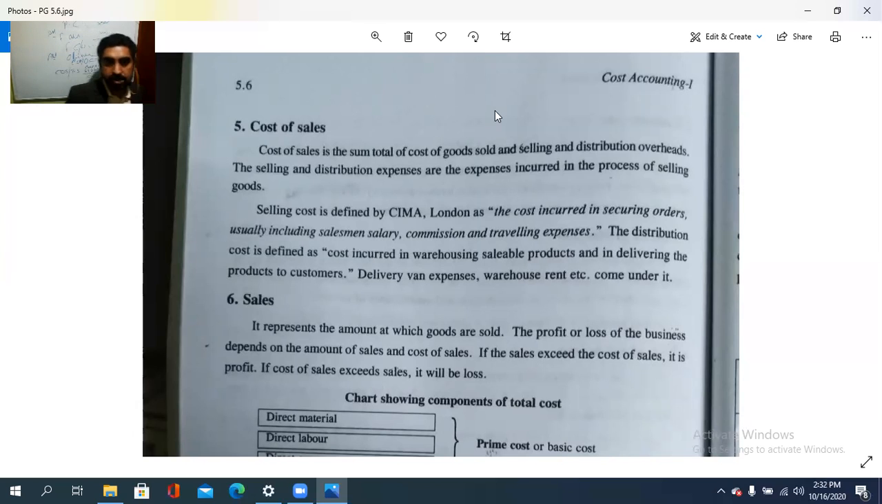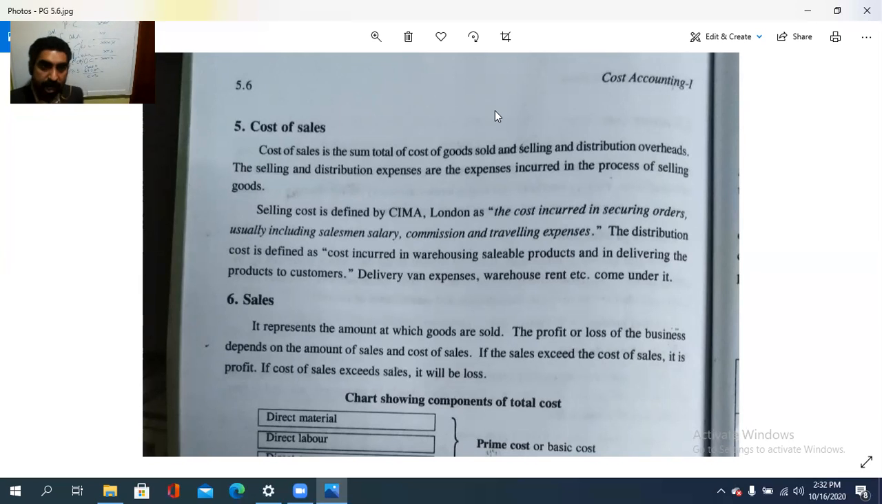The selling and distribution expenses are the expenses incurred in the process of selling the goods. Selling cost is defined by CIMA as the cost incurred in securing the orders, usually including salesman's salary, commission, and traveling expenses. Those expenses are related to the selling of the goods, while those related to the distribution of the goods until it reaches the customer's hand are the distribution expenses.